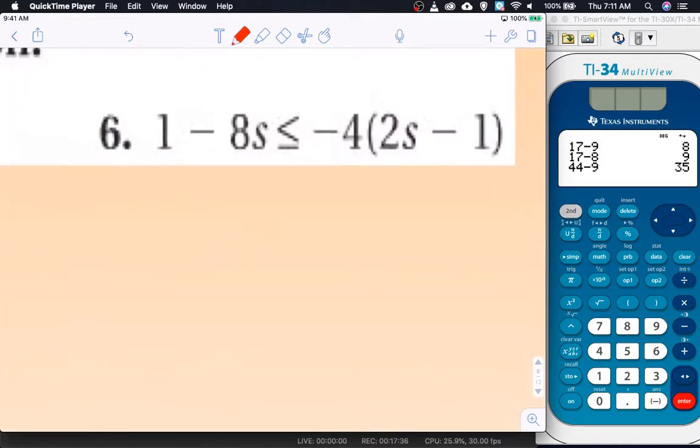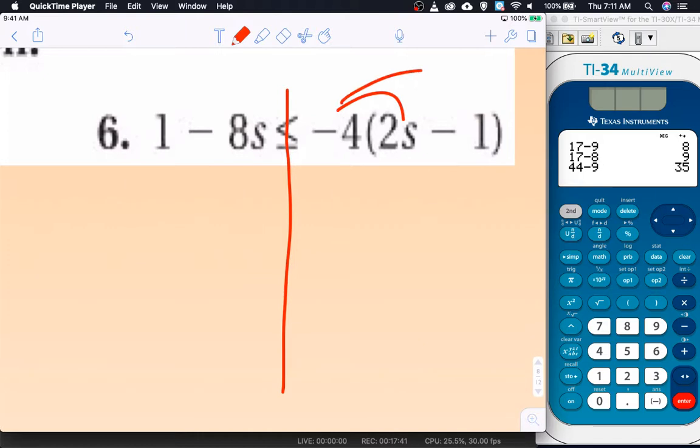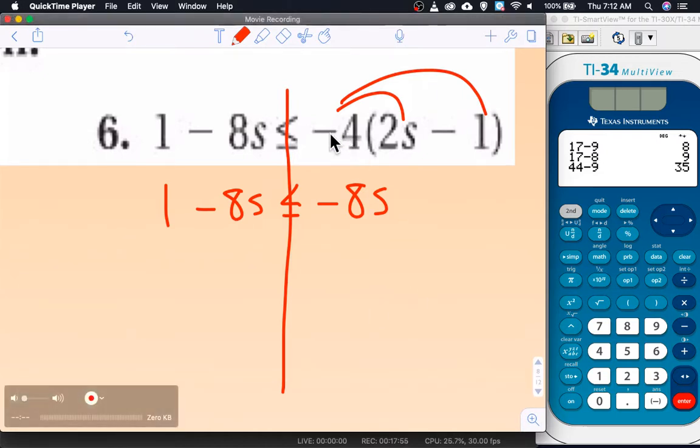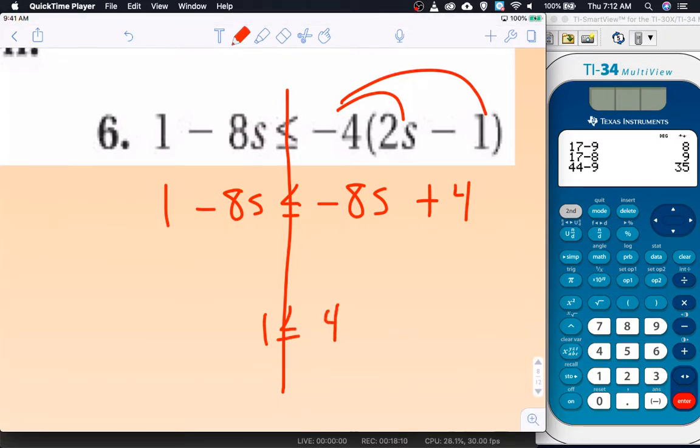Number 6. I can see this also will have some sort of special solution, because when I distribute here, I'm going to get a -8s, and I see there's a -8s there. Those two will cancel each other out in a step or two. What happens after that, I don't know. Let's see, -4 times -1 is a +4, and now I do know. So if these two -8s cancel each other out, we're going to be left with that.